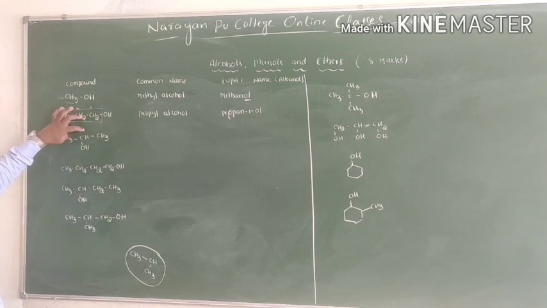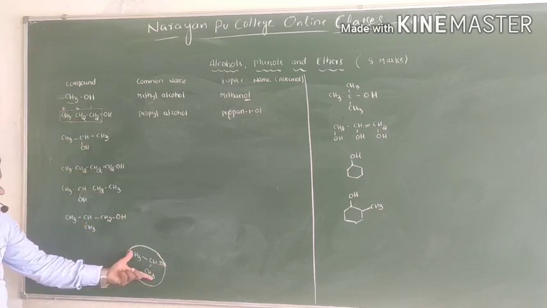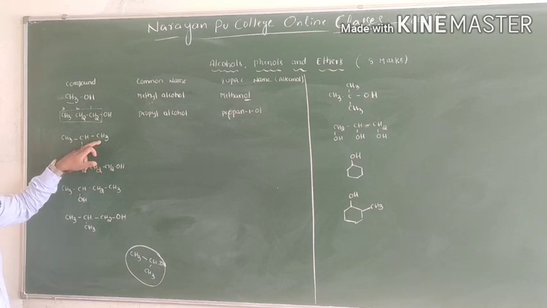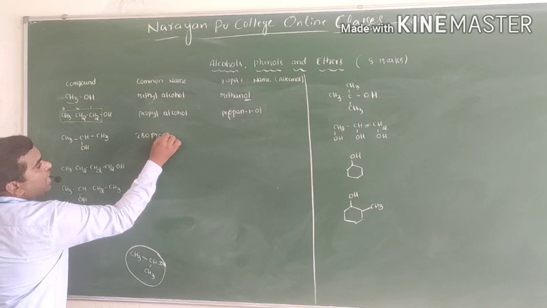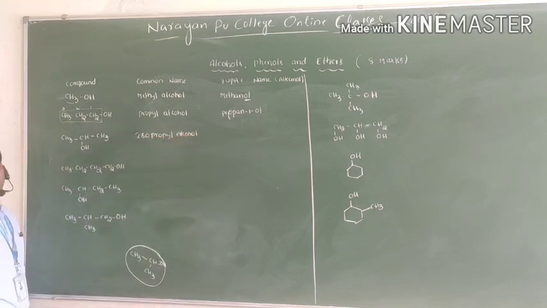See here CH3, CH, and to this CH, OH is added. So that's why we will call this group iso, and 3 carbon atoms are there, so we will call it isopropyl. So here we will write isopropyl alcohol.